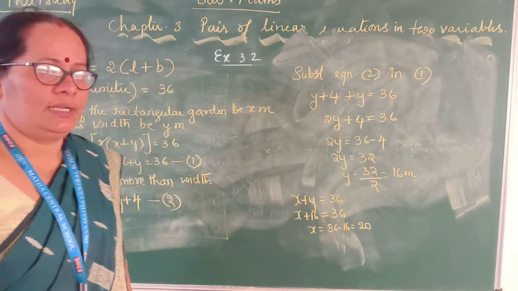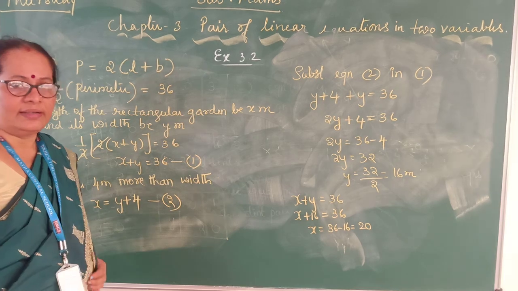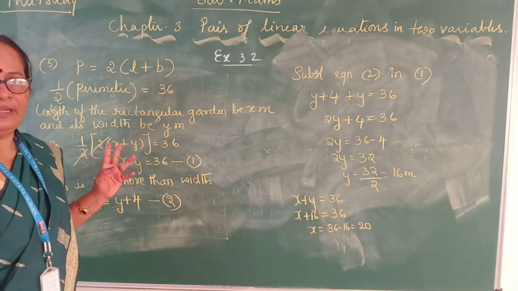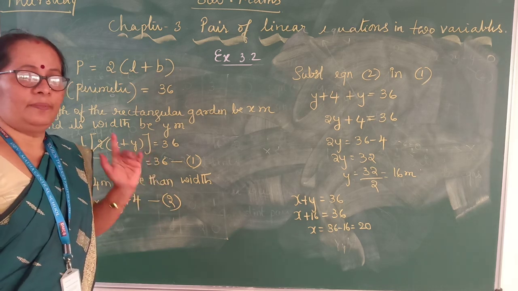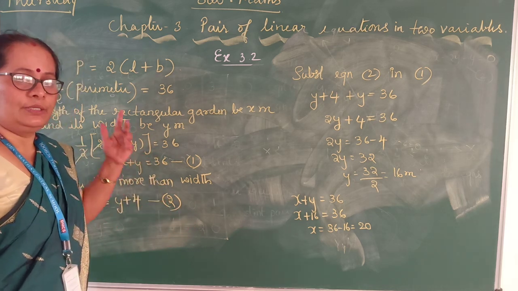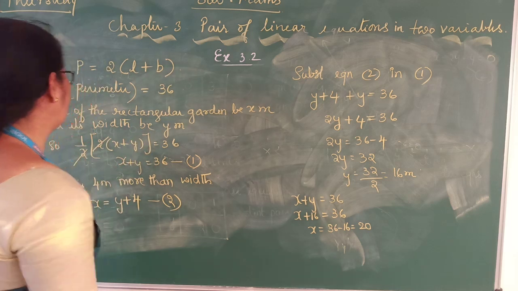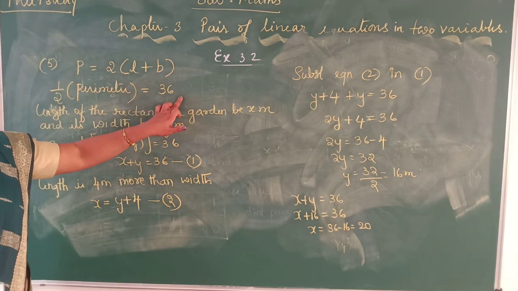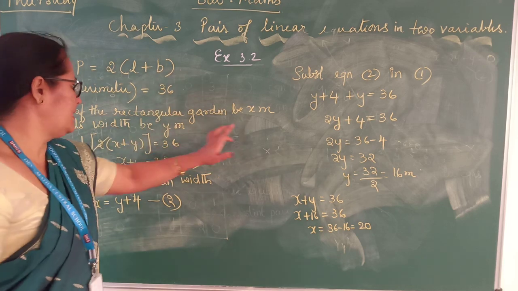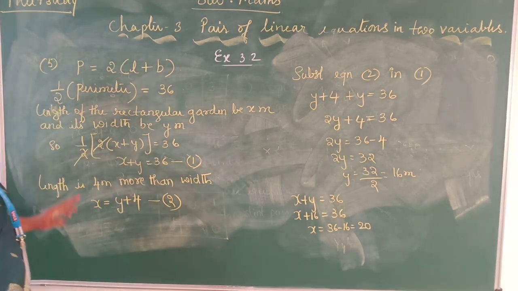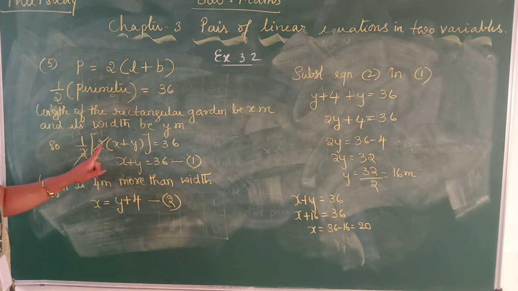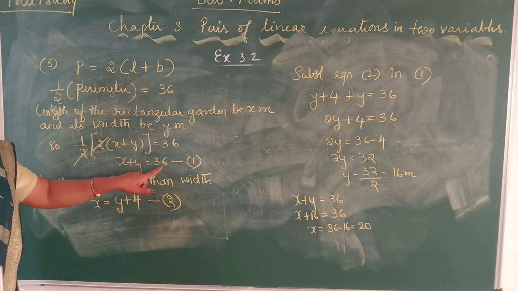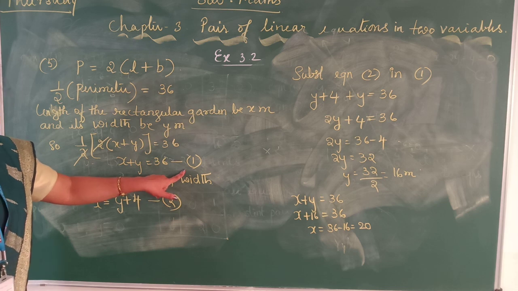The first condition is half of the perimeter is 36 meter. What is the perimeter of a rectangular garden? Perimeter of a rectangular garden is 2 length plus 2 breadth. So that is 2 bracket length plus breadth. So half of the perimeter is 36. Length we have taken as x and width as y. So half into 2 into x plus y equals 36. So 2 is common here, so cancel it. So x plus y equals 36. This is the first condition.